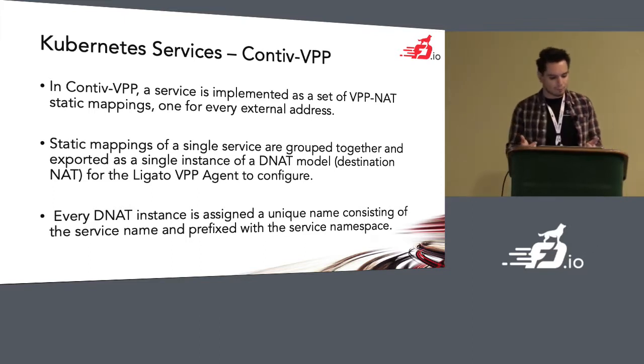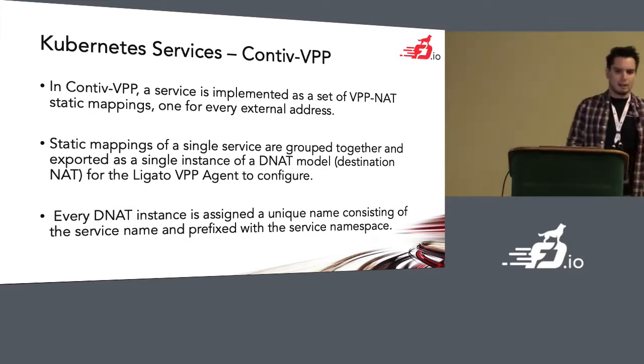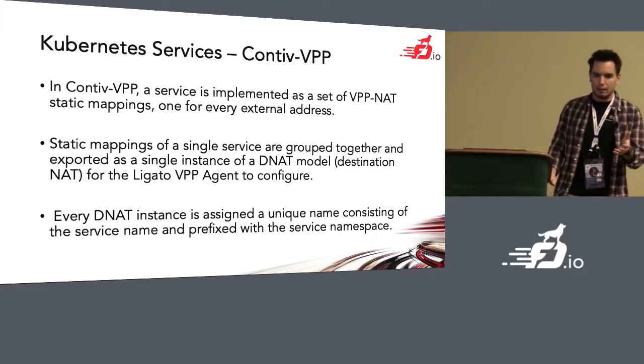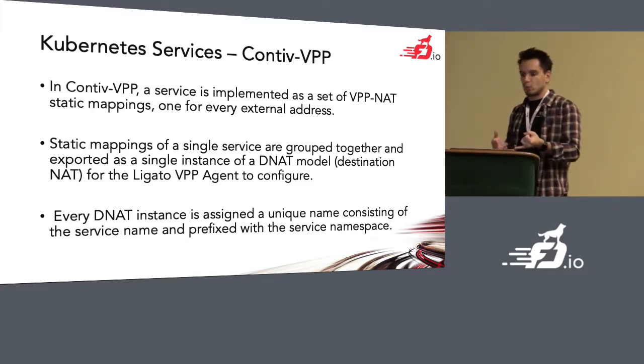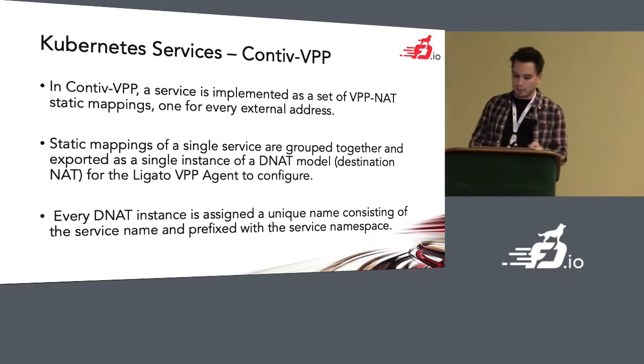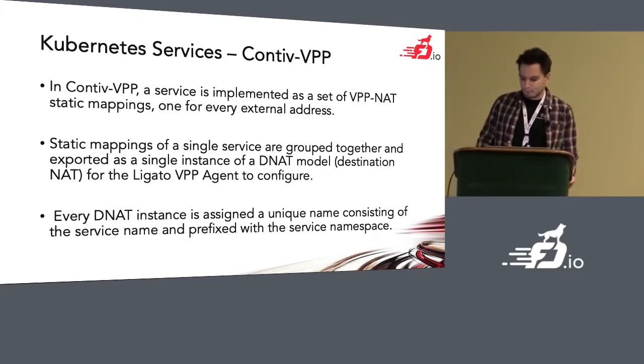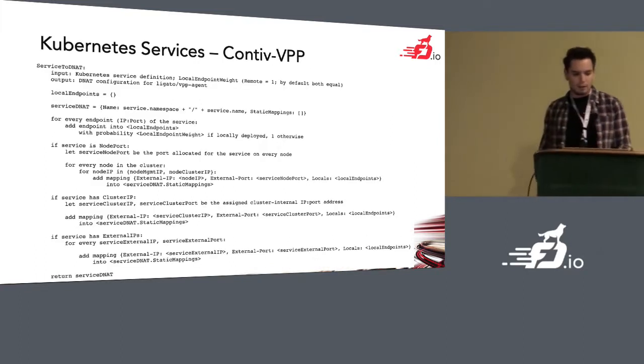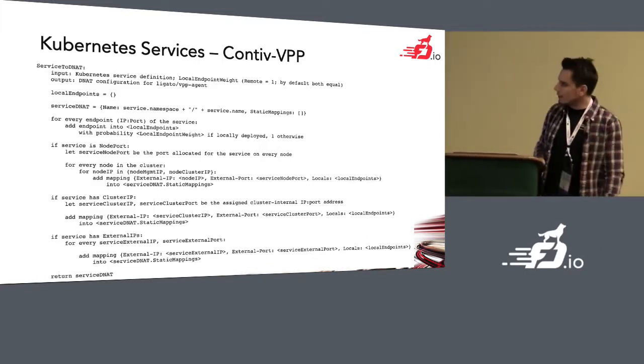the binary API. Now, every DNAT instance has a unique name to get identified, and it gets prefixed with the service name and the service namespace. I don't know how many things you can see from that, but this is pretty much the, let me see.